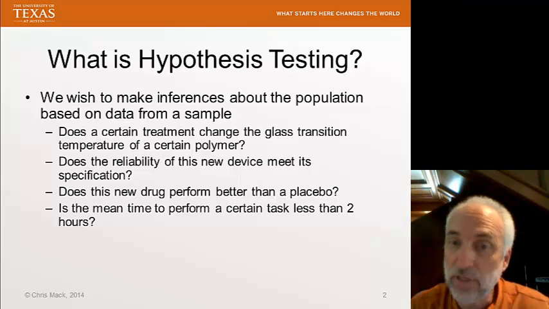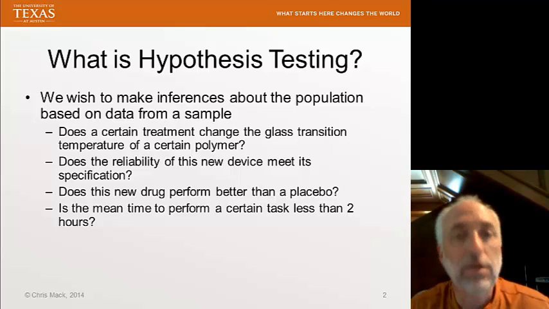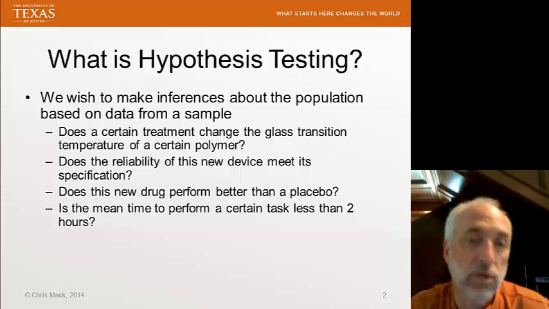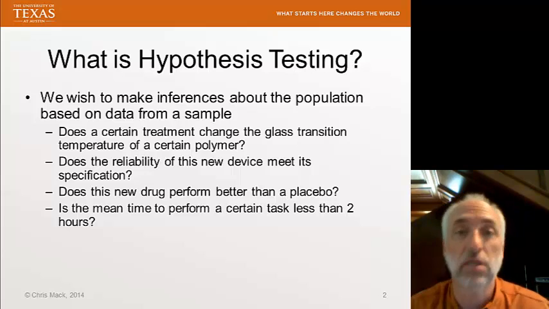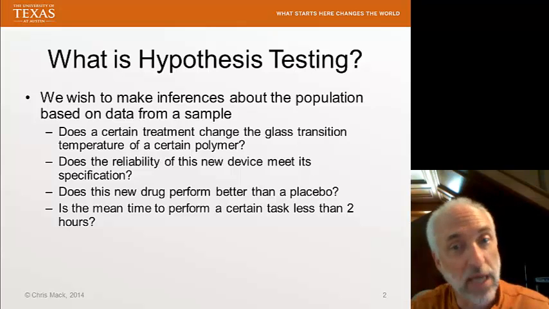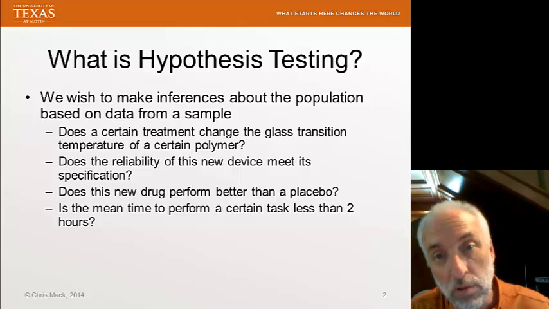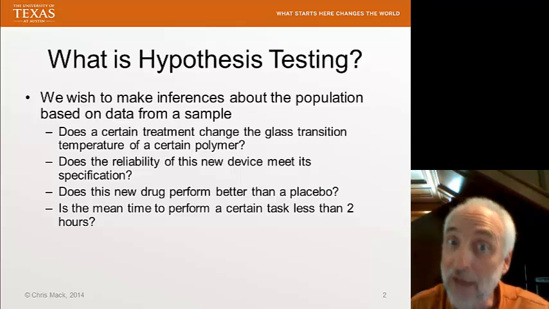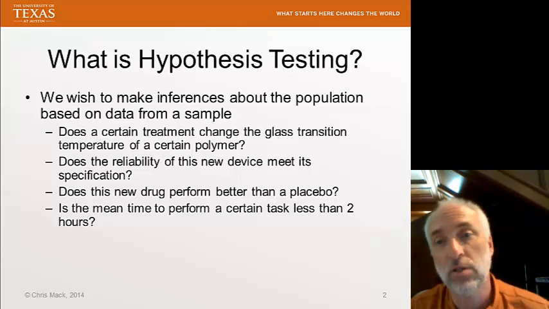And to answer these questions, we could learn everything there is to know about the universe and know the population and therefore answer the question definitively. But that never happens. Instead, we take a sample. And we have to ask ourselves, does the sample and the data we got from the sample give us enough information, enough confidence to answer this question?